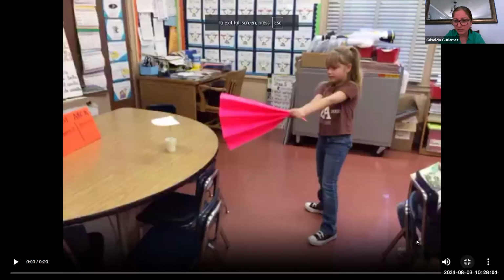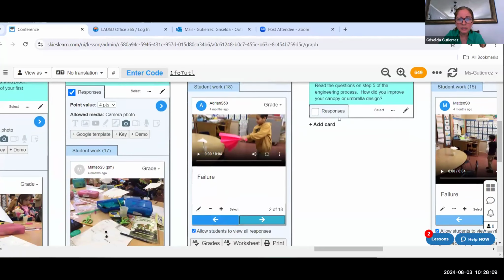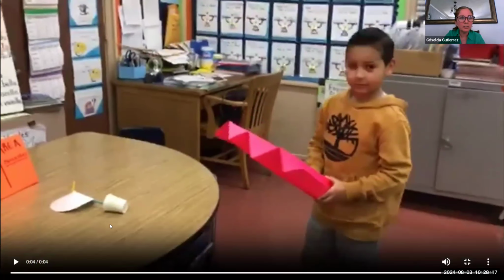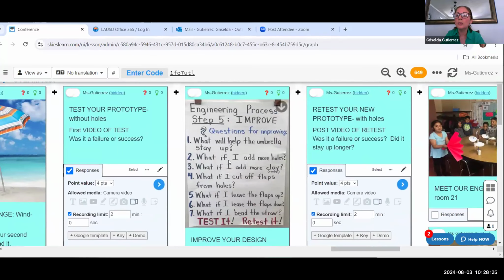And so let's see, I got to pick a different student. Okay, only because I keep selecting certain ones. So they were testing out their umbrellas, and yes, it was a failure. So we were charting on this orange poster with tally marks, all the failures and successes. And so the most important part of the process was obviously to go into the improve phase. Like, how can I improve my umbrella? And these are the questions that we asked.